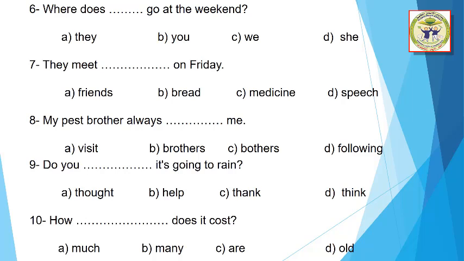Number 6. Where does space go at the weekend? Where does they, you, we, she? Yes, does is an auxiliary verb that takes the singular pronouns. So, what is the singular pronoun here? Yes, she. Where does she go at the weekend?